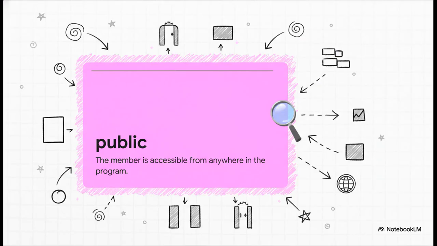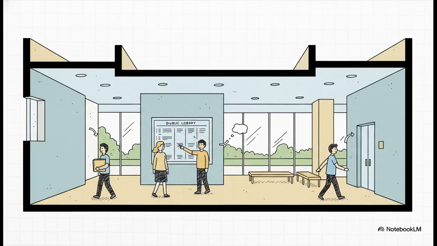So first up, we've got public. This is the least restrictive of them all. When you mark something as public, you're basically shouting from the rooftops that it's completely open for business. Any class, in any package, anywhere in your entire program can see it and use it. So in our office building analogy, public is the main lobby. It's totally open to everyone. Visitors, careers, employees from a totally different company, they can all just walk right in. There's zero security at this level.